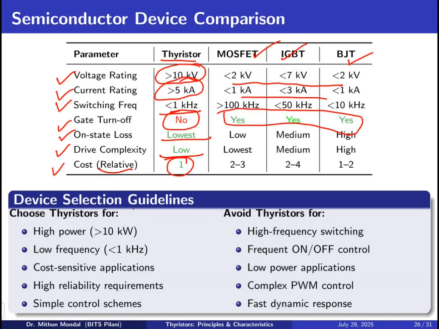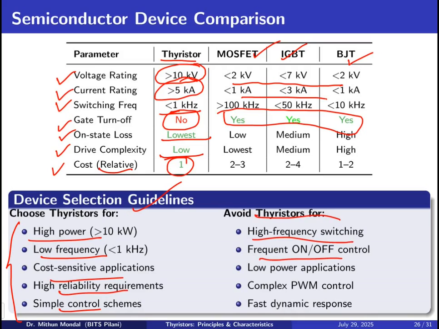Device selection guidelines: if you take, to choose thyristors, then they are basically used for high power, low frequency, cost sensitive applications, high reliability requirements, simple control schemes, and avoid thyristors in the condition of high frequency switching, frequent on-off control, low power application, complex PWM control and fast dynamic response. There you do not use the thyristors.